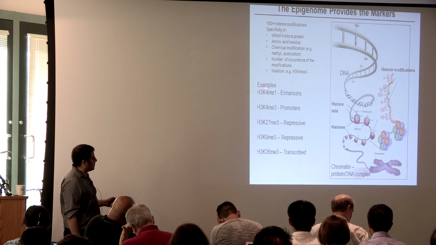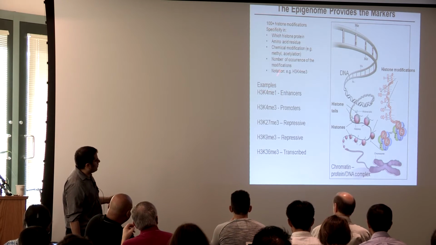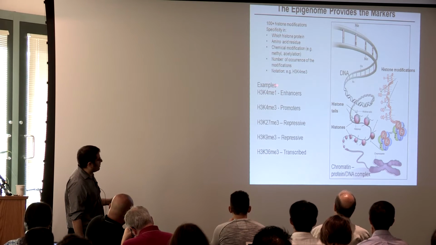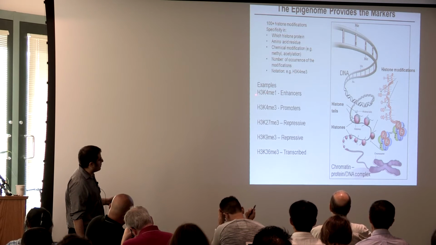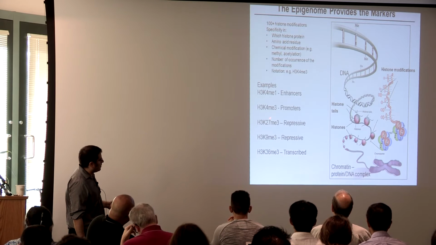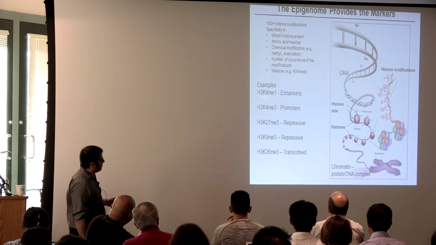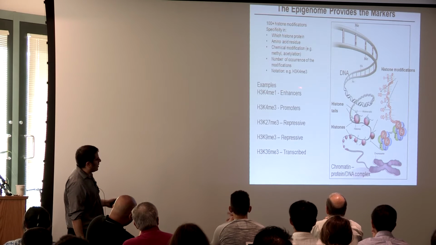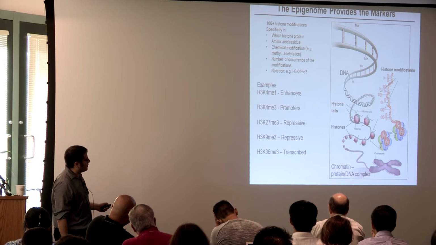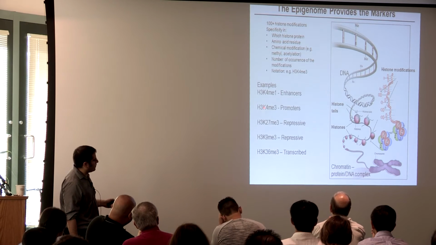And then there are certain modifications which have some well-known associations, and there's a certain notation here. So this is saying histone 3, lysine 4, monomethylation. This is trimethylation. This is also on the histone 3 protein, but a different amino acid residue, lysine 27. If you have this specific modification, there's a general association with enhancers or regulatory regions, but it's not strictly the case, just a general association.